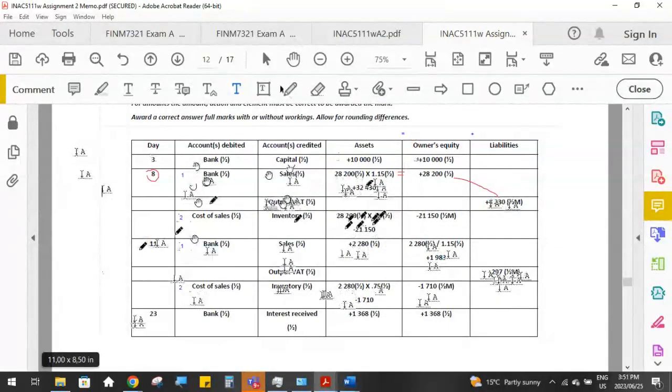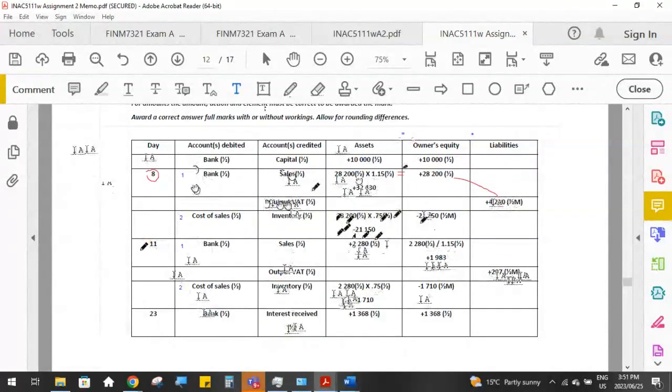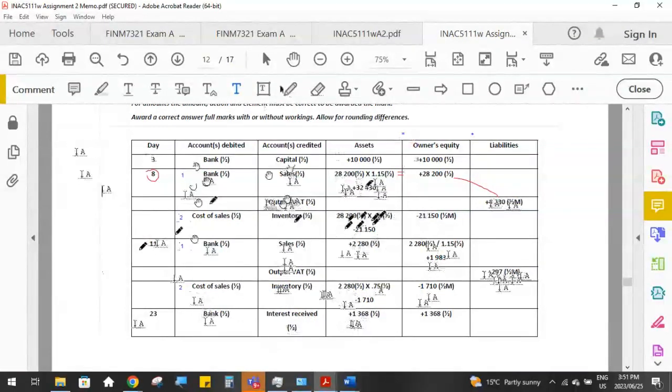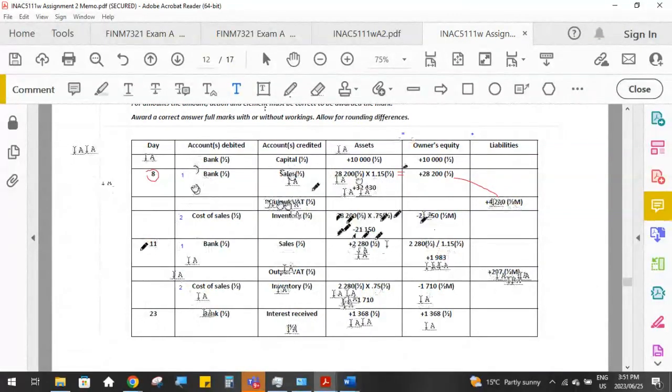And then the interest received, the last one on the 23rd, debit bank, credit interest received. And we are under the assets column plus 1368 and under the owner's equity column plus 1368.